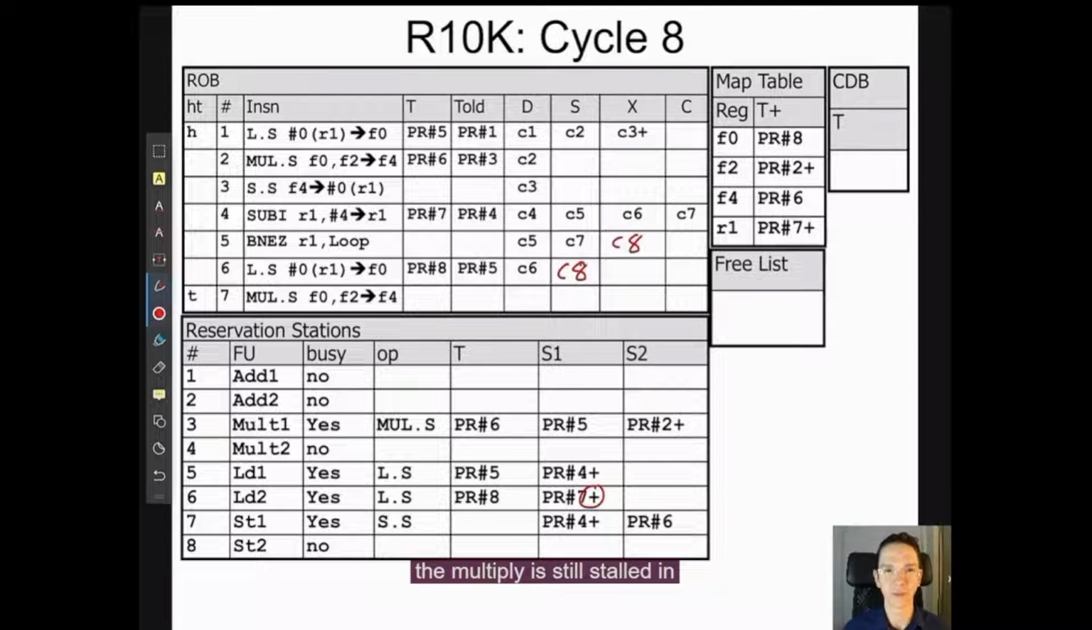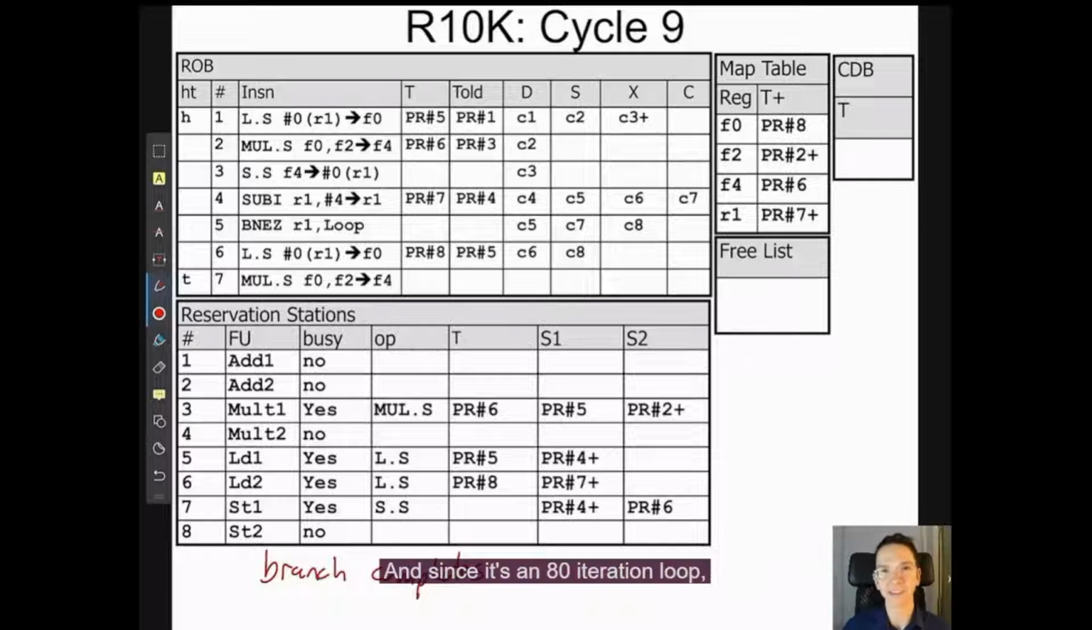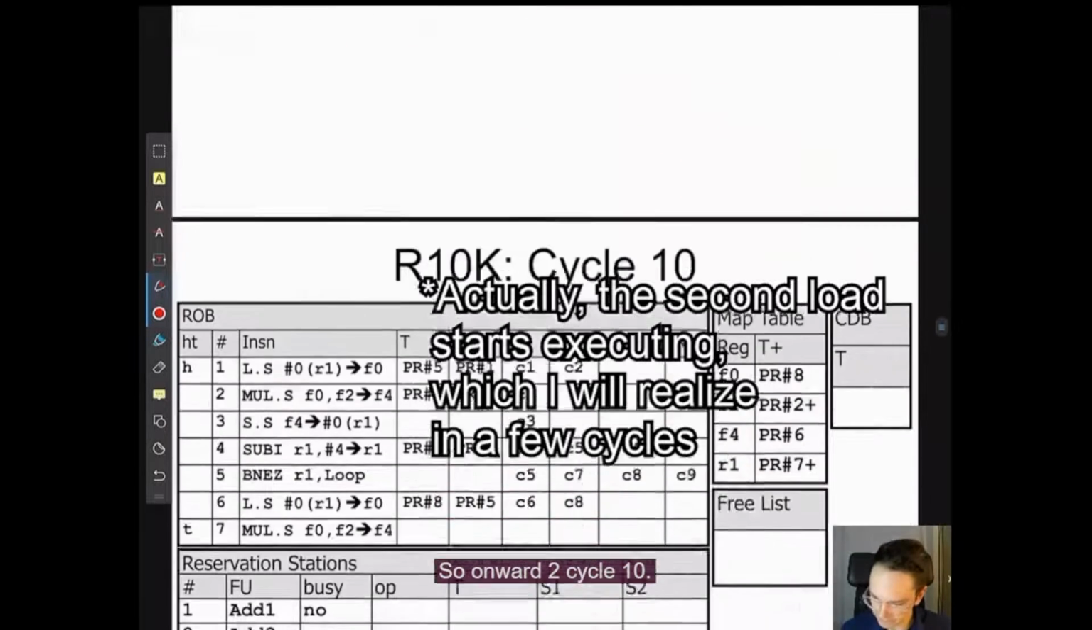And checking in on our dispatch stage, has anything changed? No, the multiply is still stalled in dispatch because we have no available physical registers. Onward to cycle 9. Here the branch completes. And since it's an 80 iteration loop, it turns out that prediction of taken, it was correct. So we do not have a misspeculation. I will not yet show you how the recovery process works. This example is all about using these structures in the common case. So the branch completes in cycle 9, nothing else changes. So onward to cycle 10.